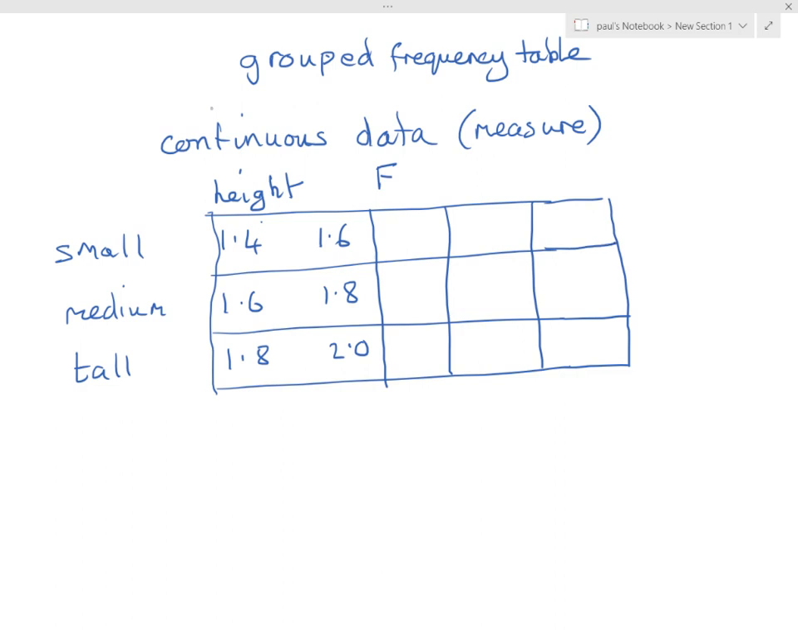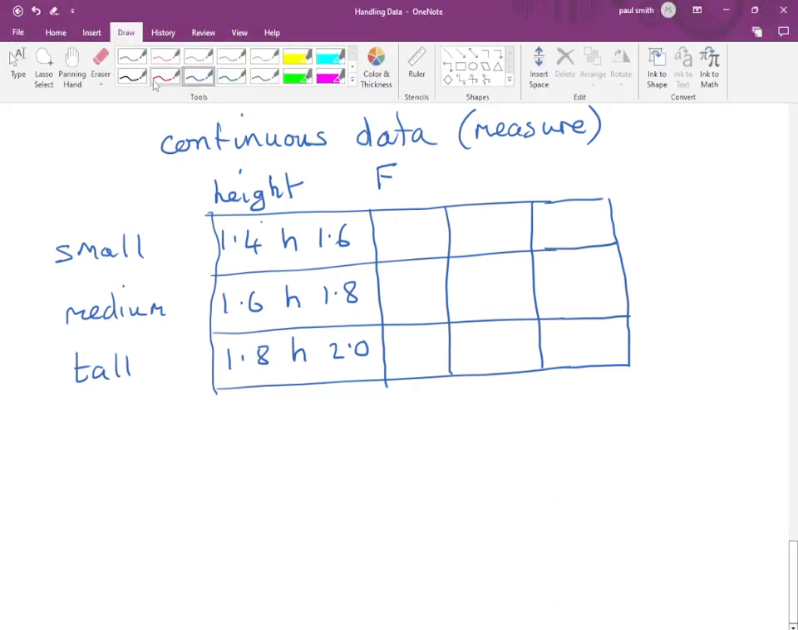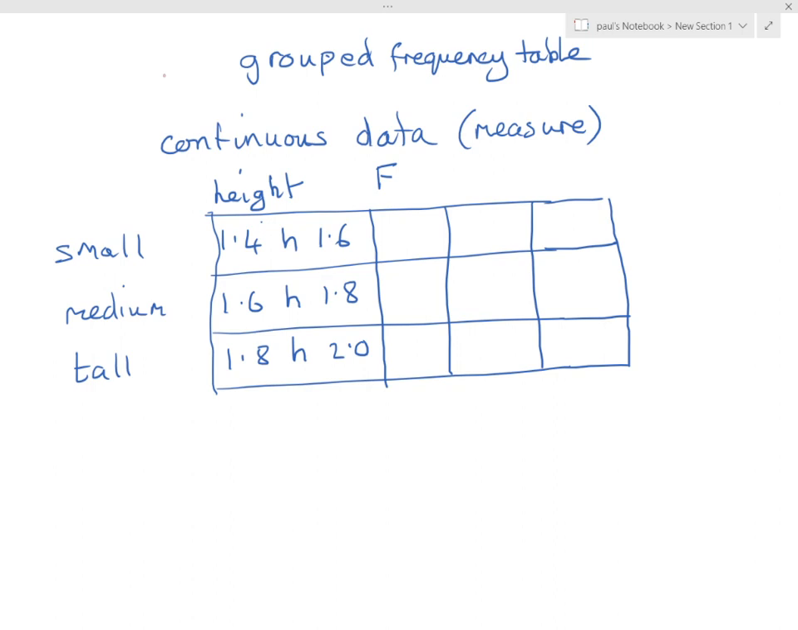Now we're going to put height in the middle, and we're going to use some symbols, because if someone came in and they were exactly 1.8, we wouldn't know whether to put them in the medium people or the tall people, and the same for the 1.6. Anybody that's less than 1.4 we can forget, or more than 2 we can forget, because they don't appear in our survey. So we must find a way of using symbols to differentiate between which category they go into.